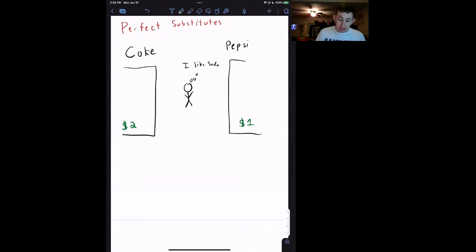So our utility function for this problem might look something like U of Coke, Pepsi, and I'm going to make this a little easier. I'm going to refer to Coke as C and Pepsi as P. So U of Coke, Pepsi is equal to Coke plus Pepsi. Again, notice that this does not depend on how much Coke and how much Pepsi we have in our cart.